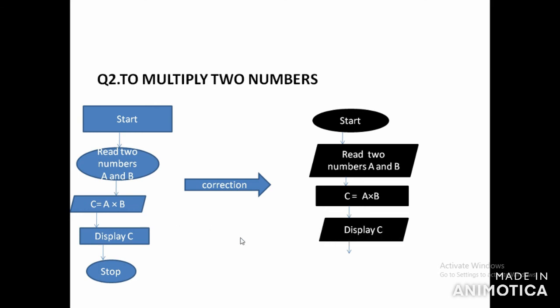Next one is display C. That is to display the output. What will be the output? That is what will be the answer of C. That is, if we multiply A into B, that will be stored in C. Then we will display the C. That is the result. Then finally, the stop box should always be made in this way. So children, this was about lesson number 11.